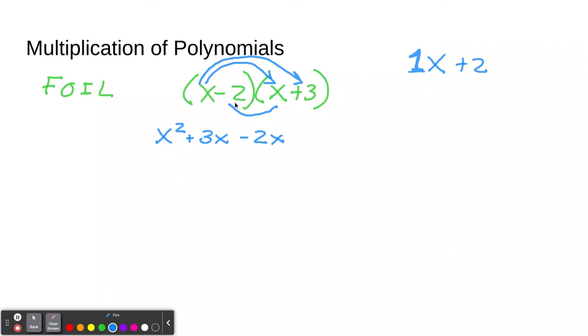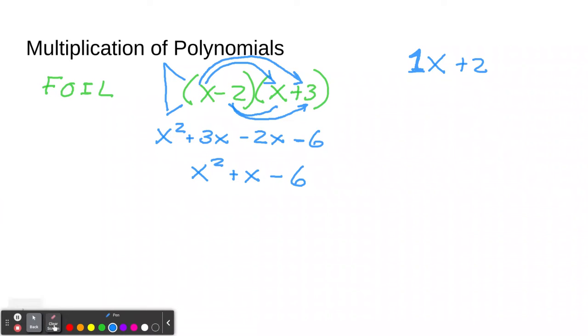Those are the inside terms. And the last terms, there we go. That'll give us negative 6. So when you combine these, it'd be x squared plus x. So it's 1x, but you can just put x minus 6. Okay? Now, some students, if you look at this, they made kind of like a fish shape. If you need to do that to remember.